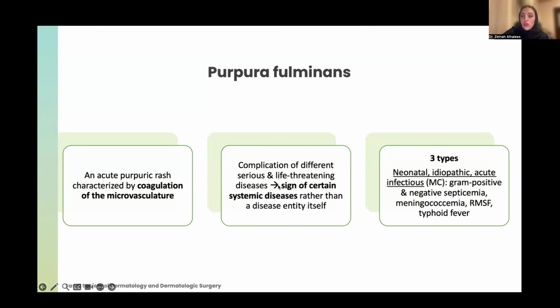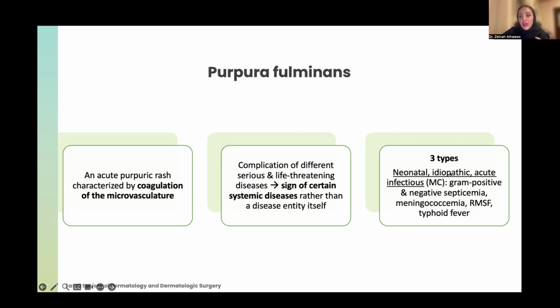So remember when I told you initially that in our dermatological emergencies, we may have ones that are primarily cutaneous, like the ones that I just mentioned: SJS, TEN, DRESS, Von Zumbusch pustular psoriasis. But we can have those that are actually secondary to an internal disease, and this is one of them, right? Purpura fulminans. So your skin is just a sign of an underlying serious systemic illness rather than a disease entity itself.